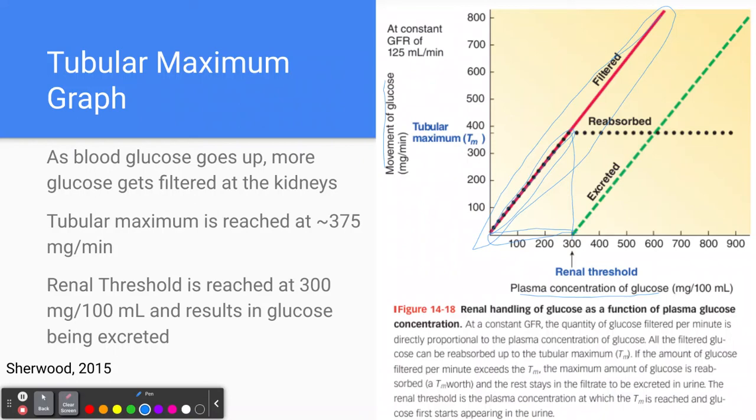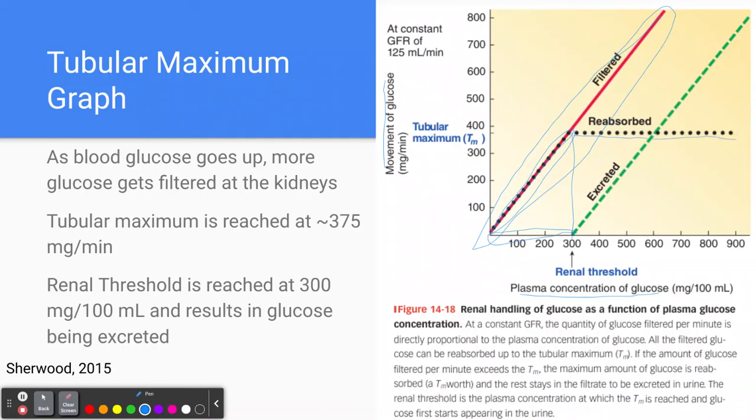However, there's only so many transport proteins in those nephron border cells within that tubule, and therefore there's going to be a limit to how much glucose can be reabsorbed. Now, under normal conditions in the blood, all of it can be. However, sometimes in some individuals, that threshold can be exceeded. So when we exceed that, you can see our reabsorption stops or levels out.